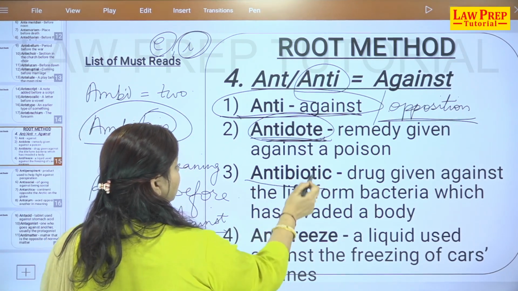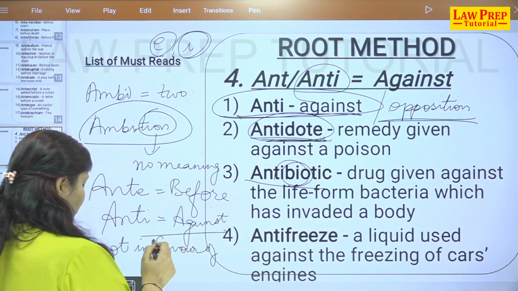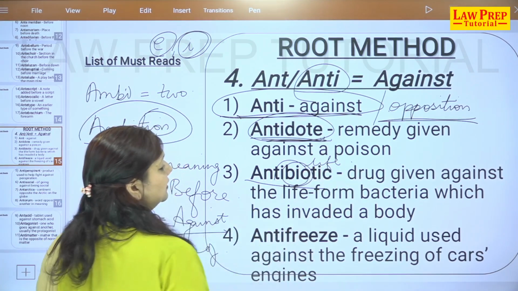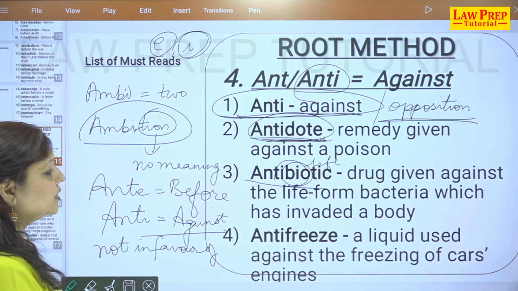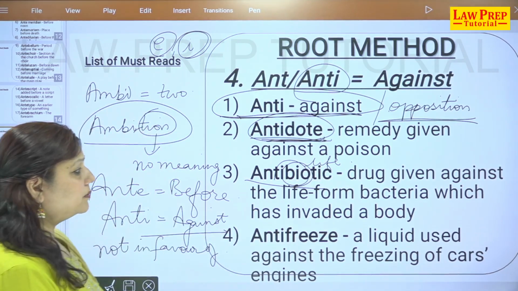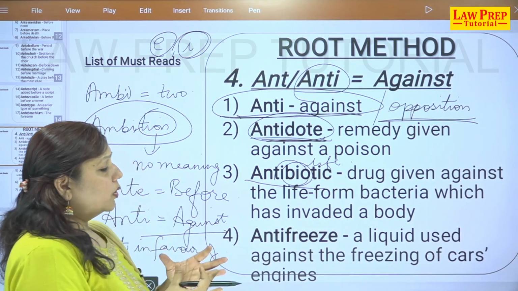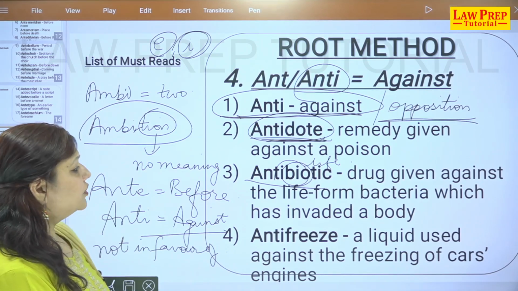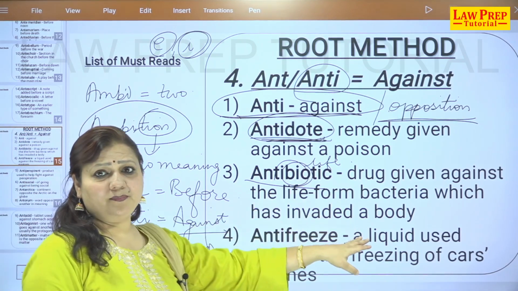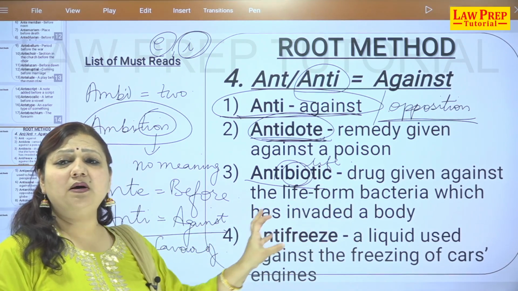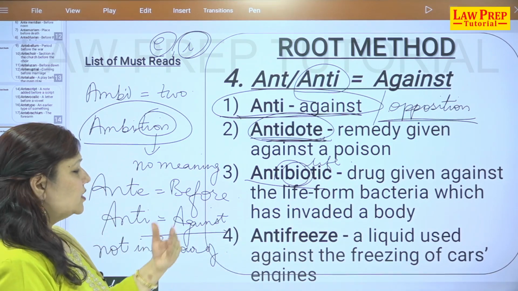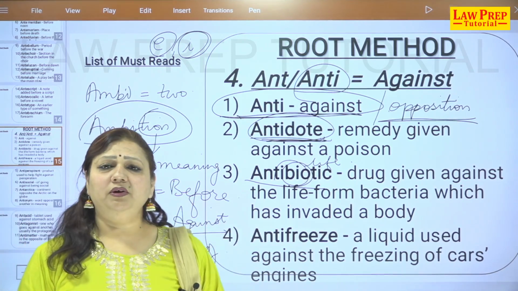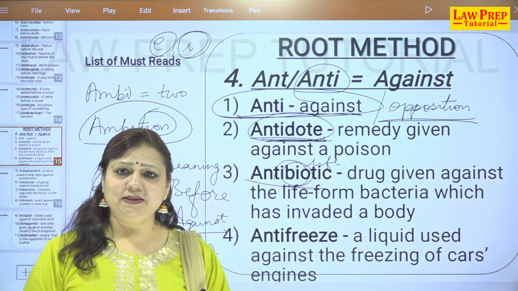Antibiotic, the root bio is also working in this. The root bio means life. So an antibiotic is a drug which is given against the life form bacteria which has invaded a body, जब body पे attack हुआ. So the body which has been attacked, the life force which has been attacked, a drug is given against that bacteria, so that this bacteria doesn't cause a problem in the body. Antibiotics are usually prescribed by various doctors for various diseases. Simple word.